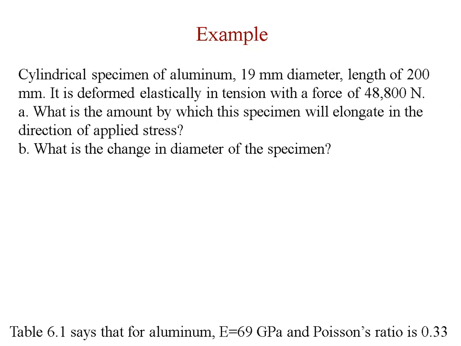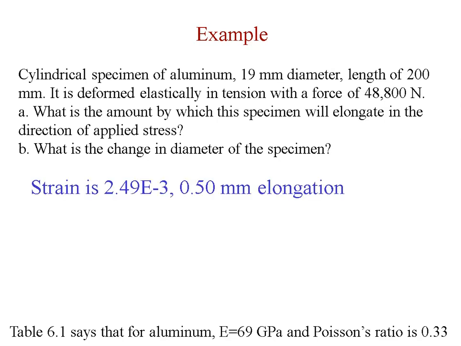So what you do is you take a look at the load of 48,800 newtons and you calculate the stress by dividing by the cross-sectional area. You're going to find that the stress is 1.72 times 10 to the 8th pascals. You then set that equal to Young's modulus multiplied by the strain. That helps you find the strain of 2.49 times 10 to the minus 3. You can change that to a 0.50 millimeter elongation of the material.